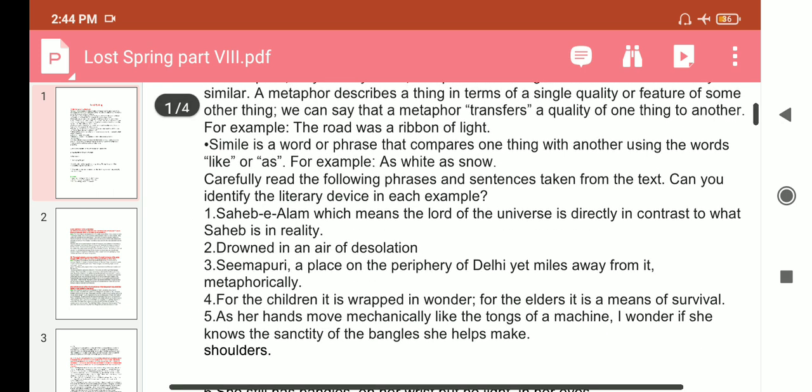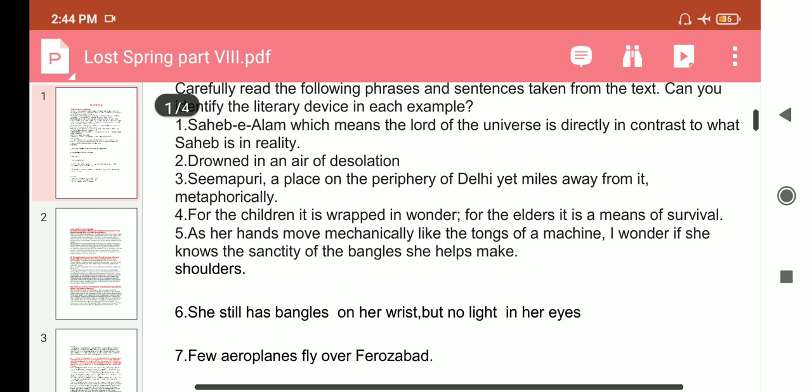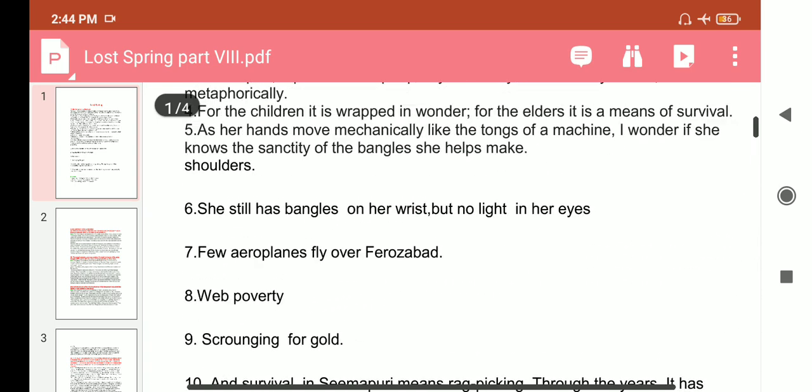Number first sentence: Sahib-e-Alam, which means the Lord of the universe, is directly in contrast to what Sahib is in reality. So the literary device used here is hyperbole.